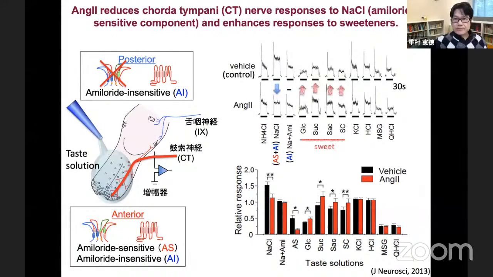Furthermore, surprisingly, response to sweeteners such as glucose, sucrose, and saccharin was significantly increased after angiotensin II administration. Responses to other taste substances such as savory umami MSG and quinine were not changed. These results suggest that angiotensin II selectively reduces AS salt responses and also enhances sweet taste response.